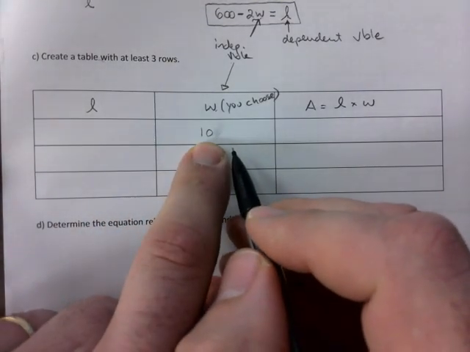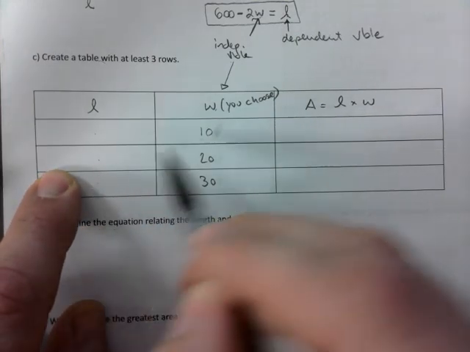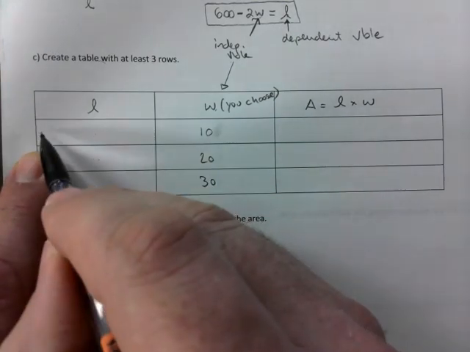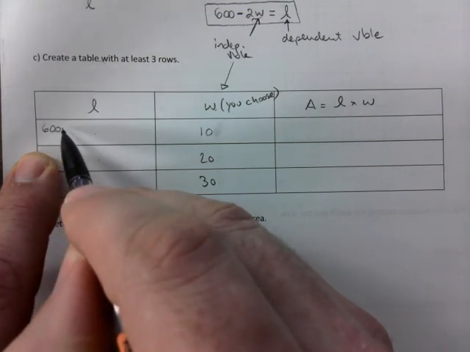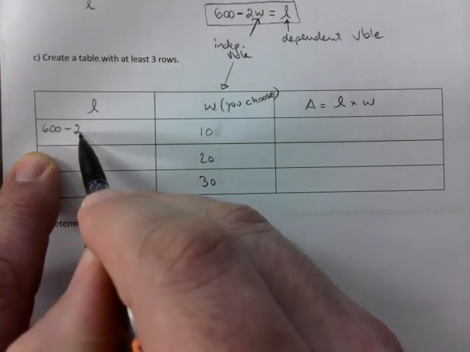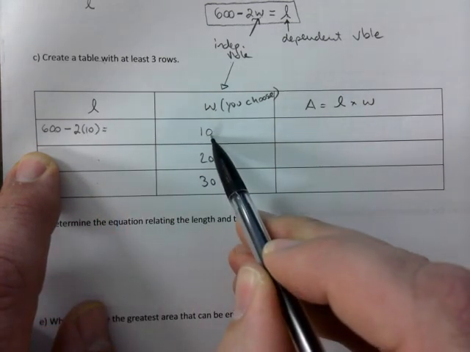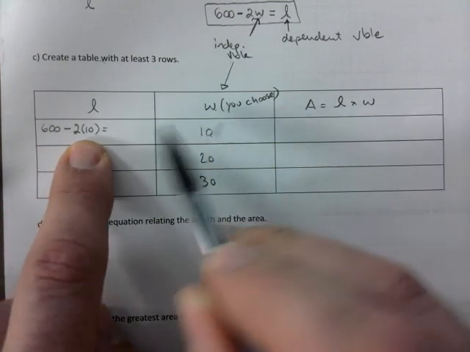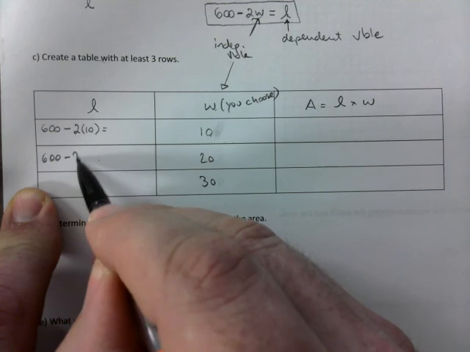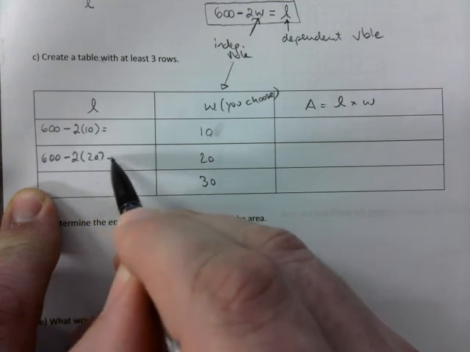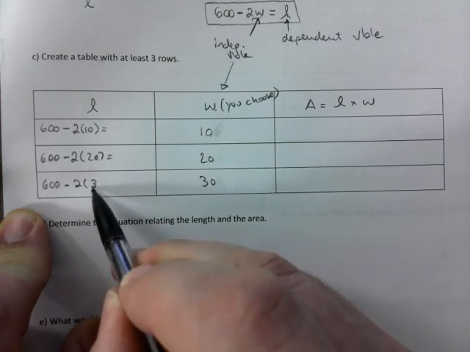Anyways, now that we have this figured out, we need to figure out what the length would be under each circumstance. And I should have left you a bit more room, but it is 600 minus 2 times 10 in this case, right? W is 10, so I plug in 10 there. In this circumstance, it would be minus 2 times 20. And in this circumstance, it would be minus 2 times 30.